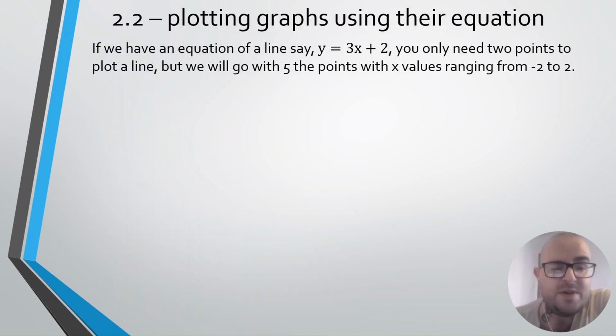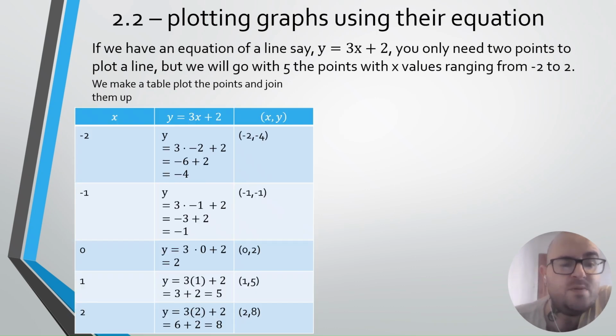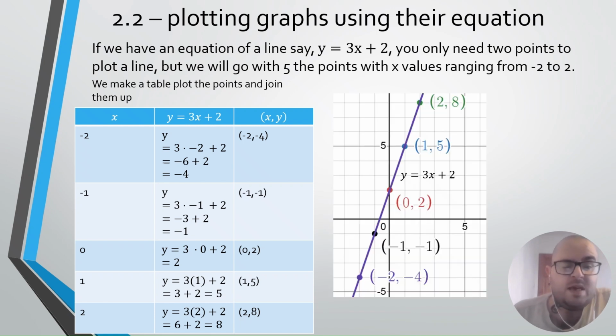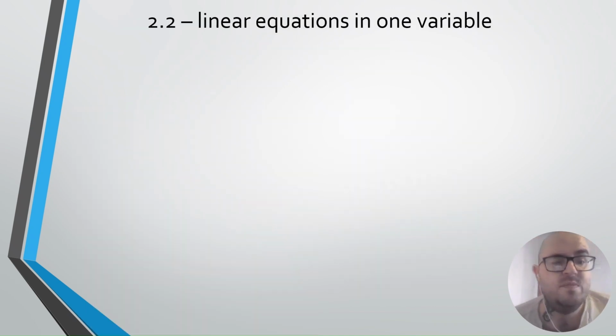Plotting graphs using their equations. If we have an equation of a line, say y equals 3x plus 2, you need 2 points to plot a line, but we will start with the 5 points with x values from -2 to 2. So we make a table like so, and you can see all the x values on the left hand side, and then you have your middle column with y equals 3x plus 2. That calculates your y value and gives you the y coordinate of the equation. And there's your plot, y equals 3x plus 2, and as you can see, every point that we calculated actually lies on that straight line.